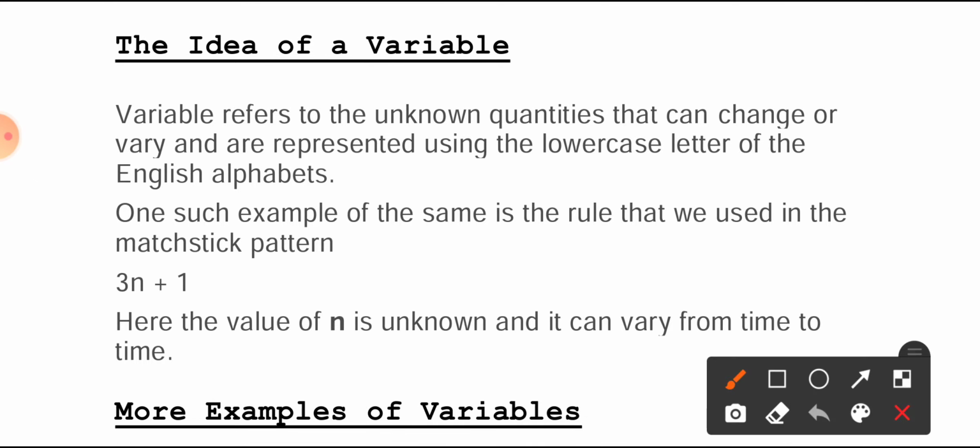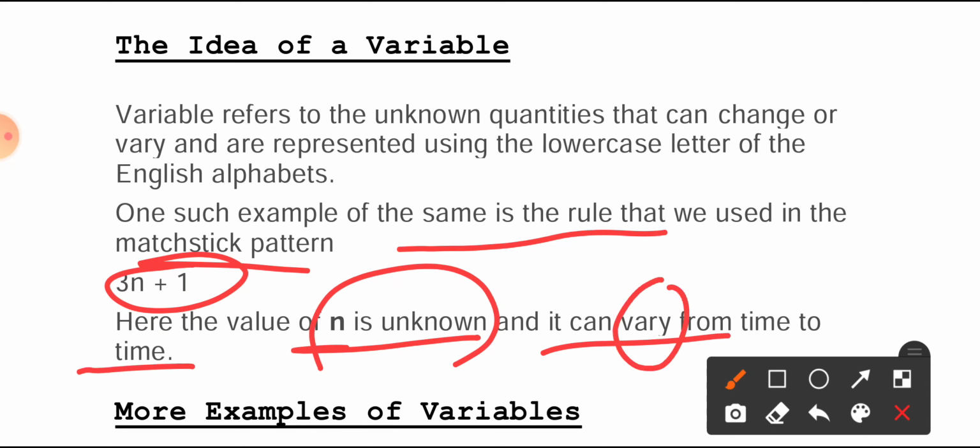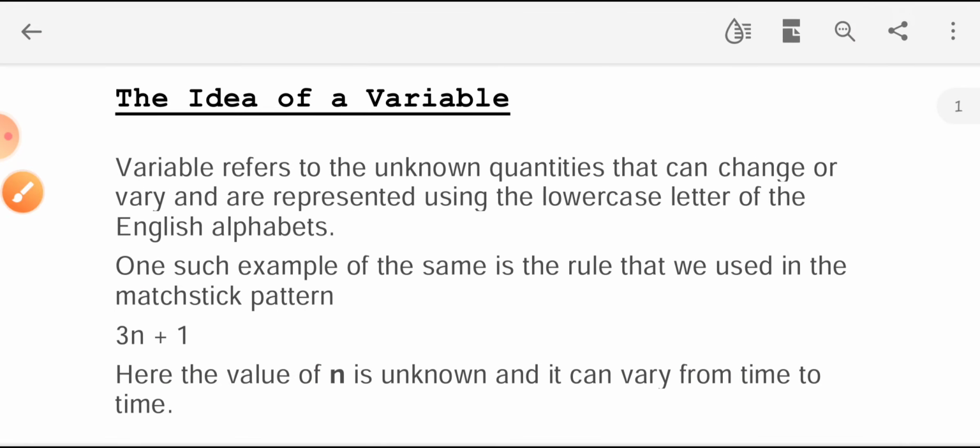So see one example of same is rule that we use in matchstick pattern is 3n plus 1, where n is unknown, means n की वैल्यू हमें पता नहीं है, and it can vary from time to time. Vary means होता है change. So according to the question the value of n will be different. As we solve the equation, according to that the value of n will be different here. So variable means whose value is not fixed.